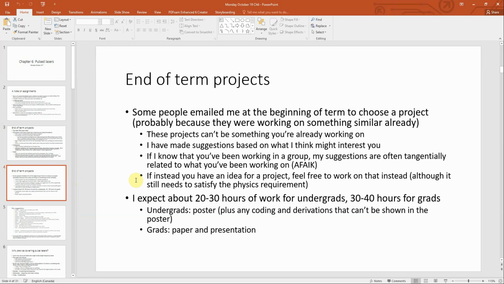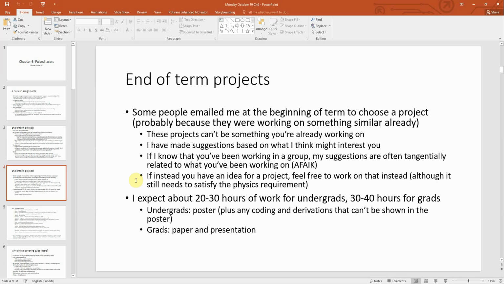If you don't like the suggestion that I've made, feel free to change with somebody else who agrees to change their topic with you, or come to me and we can find maybe a different topic idea. Or if you have an idea, come to me with a suggestion and we can see if it's appropriate for a fourth year physics class or grad physics class.